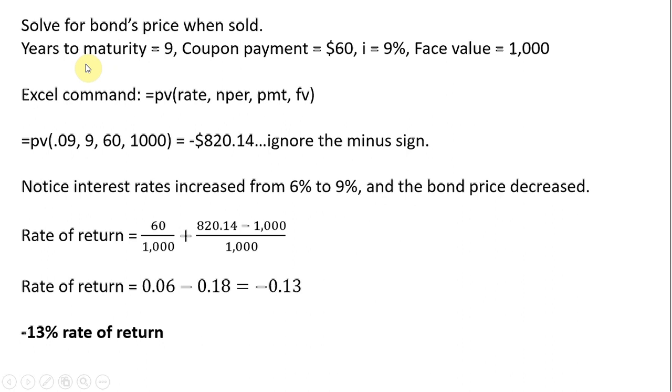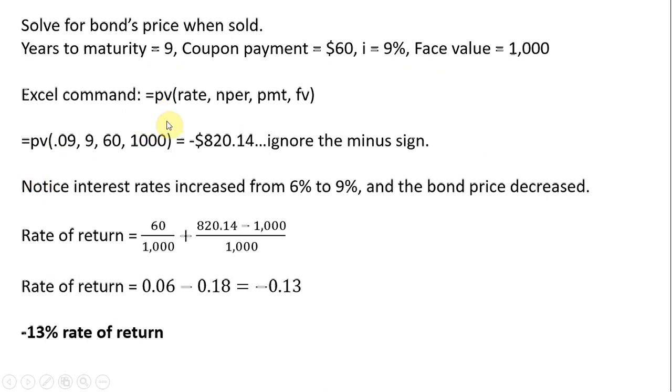So when you're going to sell this bond 1 year from now, there'll be 9 years left on the bond till it matures. The coupon payment will still be $60, but interest rates now in the economy are 9%. The face value is still $1,000. We're going to use this Excel command, so we can plug this into Excel. And we're going to solve here for the bond's price.